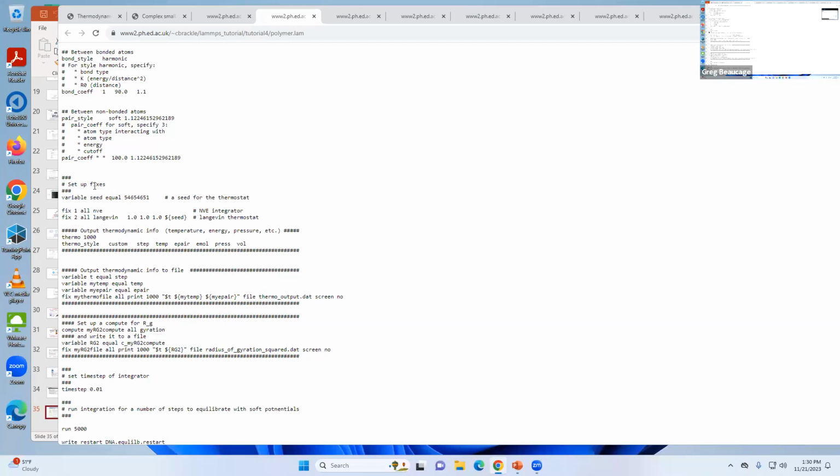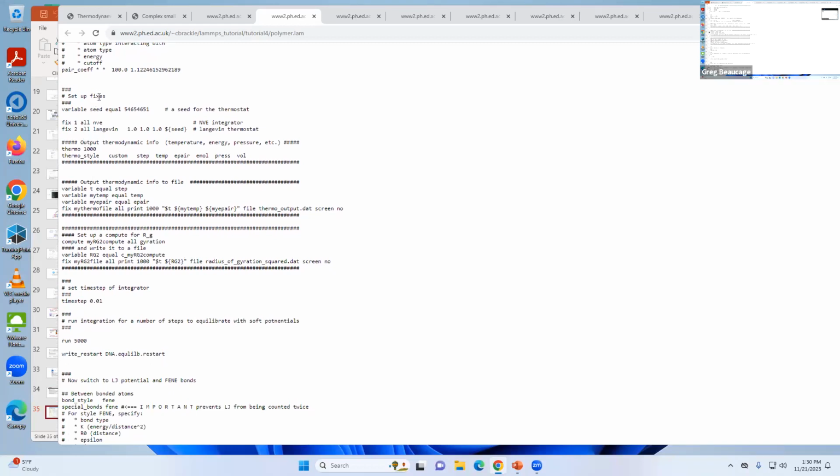Variable, what's this? Seed, setup fixes. What does that mean? Oh, a seed for the thermostat. So the thermostat has to start with some random number. You'd have to look at how thermostats work to figure that out, but you need a random number to boot the system on. So you feed in a random number.